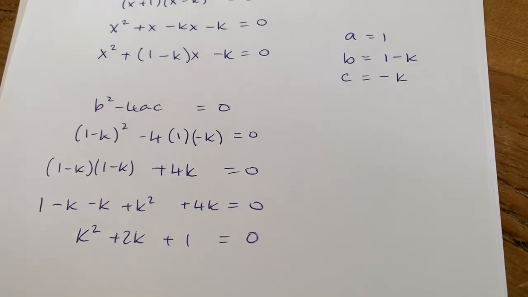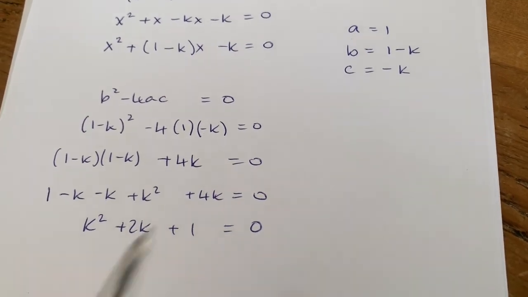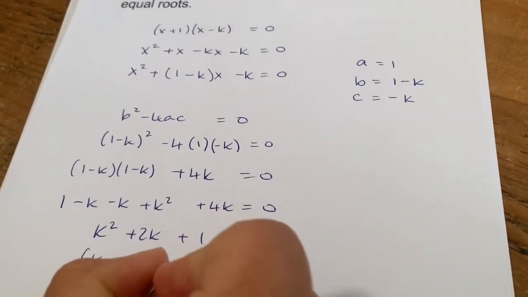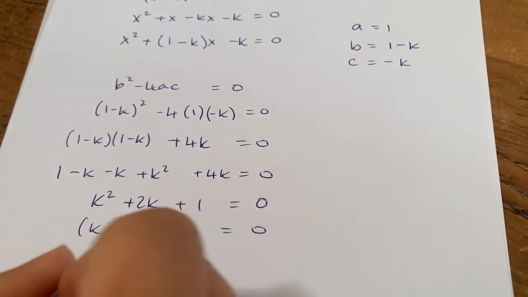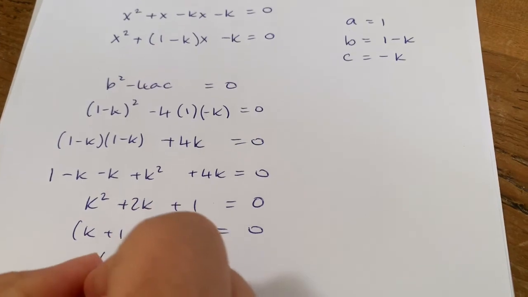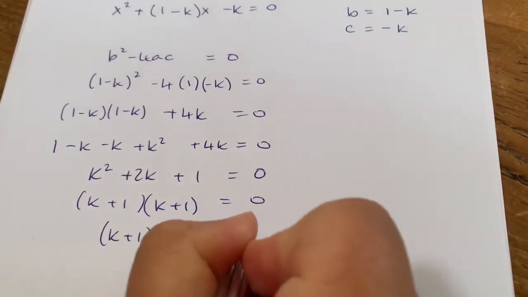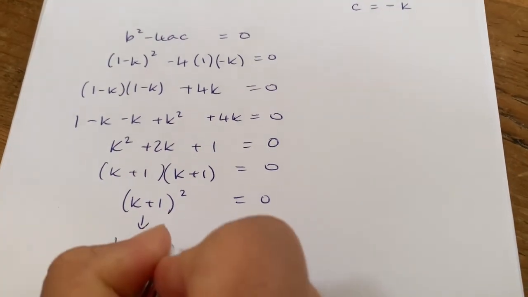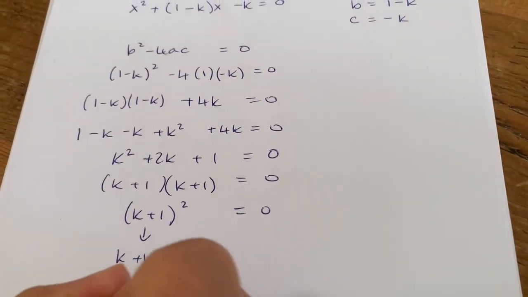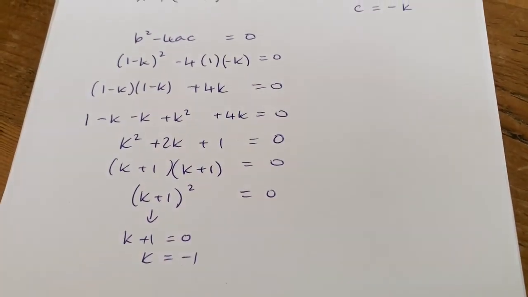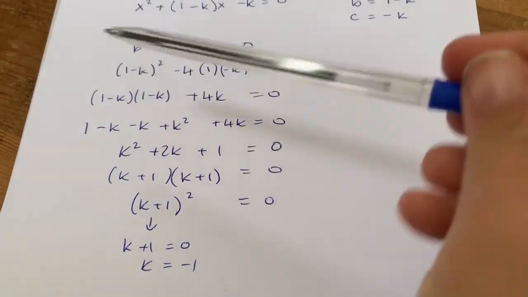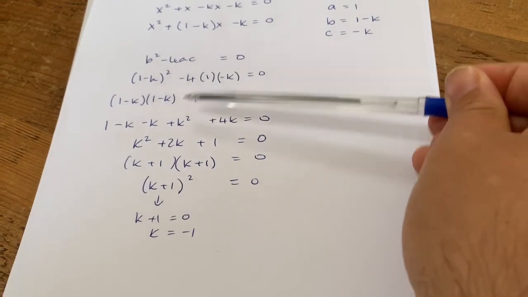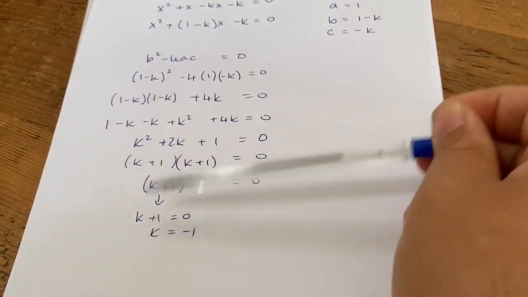Alright, now I've got this to solve, factorise it, you get k plus 1, k plus 1, or you can also write it as k plus 1 squared, so therefore k plus 1 equals 0, so k is equal to minus 1. So essentially the solving of this just comes down to using all the skills you did last year.